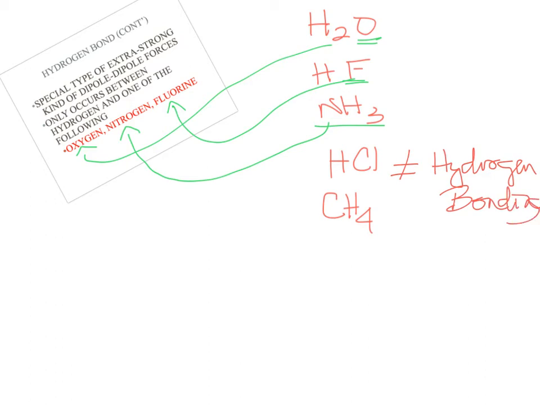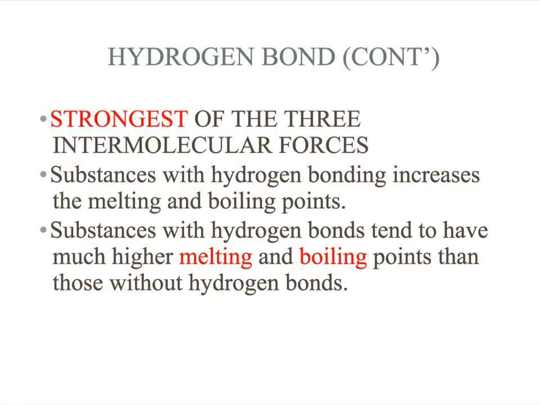And finally, we have CH4. Here we have carbon bonding with hydrogen. Again, carbon is not one of these three elements, so therefore carbon cannot form a hydrogen bond either. Hydrogen bond is the strongest of the three intermolecular forces. The substance with hydrogen bonding has an increased melting and boiling point. So water therefore has a higher boiling point than HCl. Substances with hydrogen bonds tend to have much higher melting and boiling points than those without hydrogen bonds.